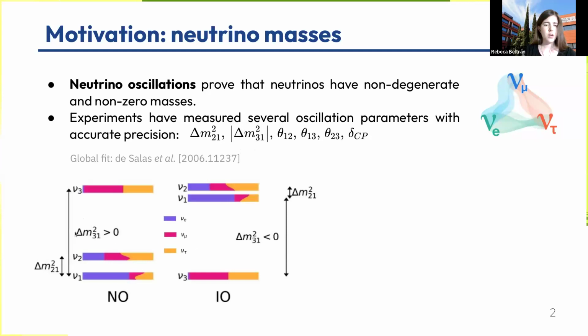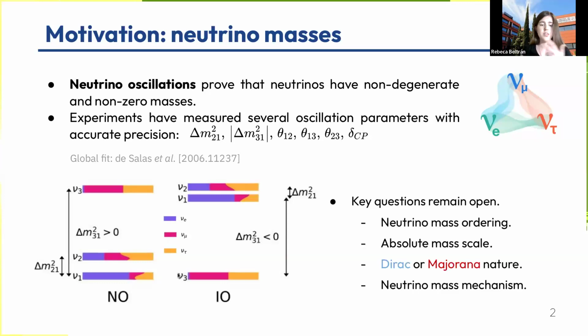If this large mass splitting, known as the atmospheric mass splitting, is positive, then we talk about normal ordering, while if it is negative, then we have the inverted ordering. Current data shows a slight preference towards normal ordering, but it's only at the level of 2 sigma, so the question remains open.